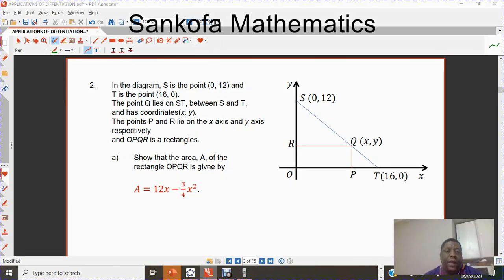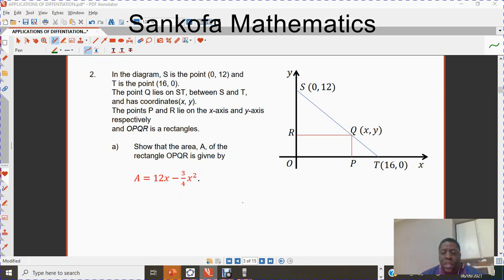So I have another question here, part two or question two in my series on the applications of differentiation. I have a diagram here with point S, which is the coordinate (0, 12), and point T, the coordinate (16, 0). Q is (x, y). R is on the y-axis and P is on the x-axis. OPQR is a rectangle, and you're supposed to show that the area of the rectangle is given by this formula.